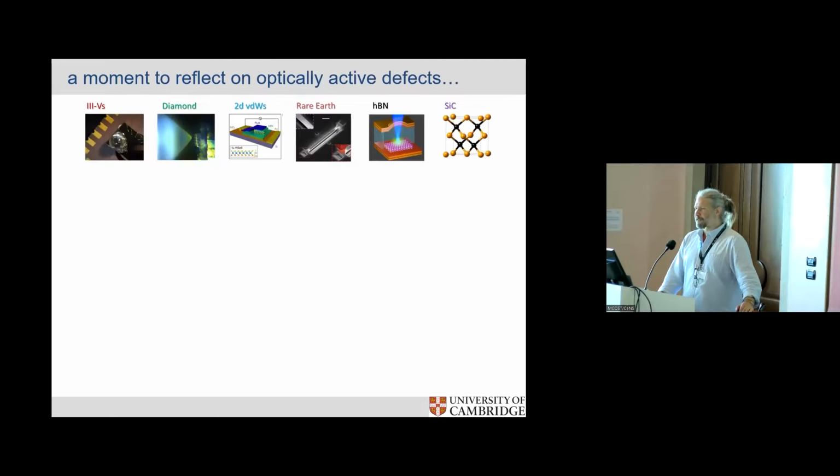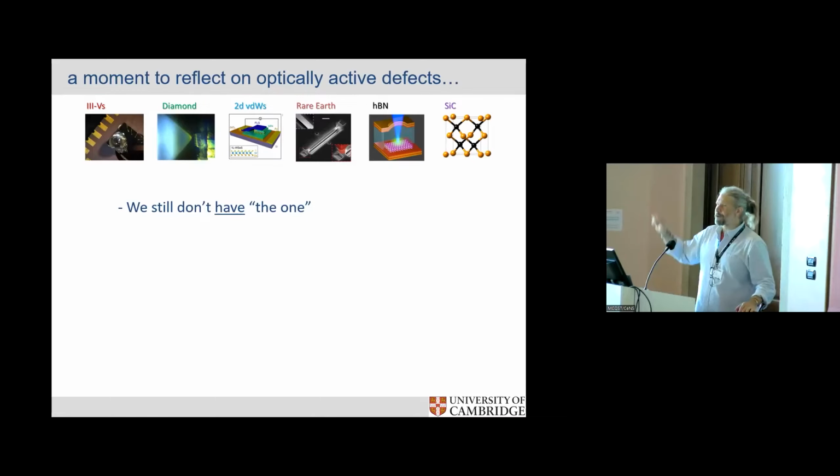And as a final thing, a moment to reflect, because I talked about optically active defects, I did highlight the many different physical systems being pursued. Of course, we still don't have the one, right? There's no one system that we say, okay, that's the one that will deliver definitely the quantum networks. I'm not selling tin vacancy for that, I'm hoping, but we still don't have the one. And I highlighted not the one, but I highlighted, underlined, have. And that's a problem because so far, all of these, we have them, we don't make them.